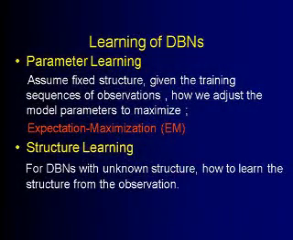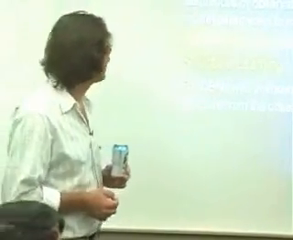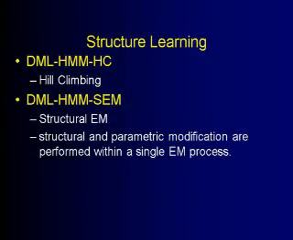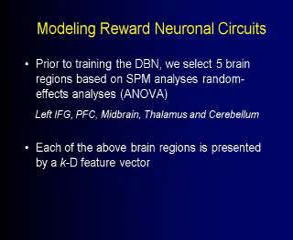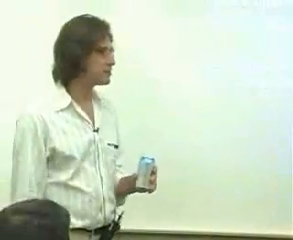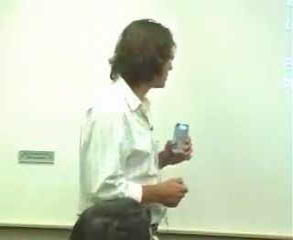So we tried two techniques for structure learning, with parameter learning by EM. First hill climbing, then structural EM, so everything's happening in the same EM process. The 5 brain regions, the neuroscientists ran ANOVA. They gave us these 5 brain regions. And you're saying it's only 8 voxels, so it's pretty local? It's very local, even though it's 8 voxels. These are fairly small areas.